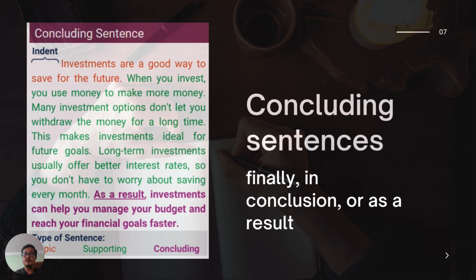You can use the concluding sentence to remind the reader about the topic of the paragraph, summarize the main points of the paragraph, give a final opinion about the topic, or restate the topic sentence differently. You can use a sentence starter such as finally, in conclusion, as a result, and so on at the beginning of a concluding sentence.